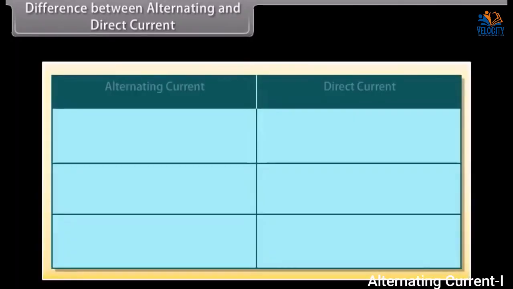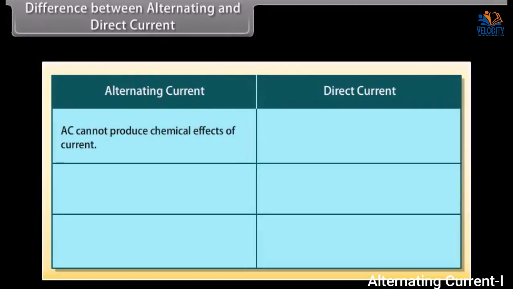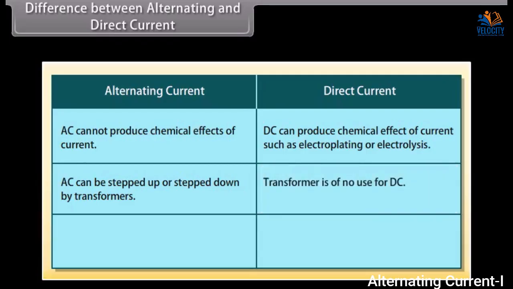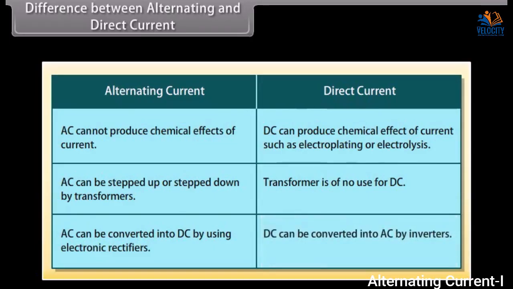Difference between alternating and direct current. AC cannot produce chemical effects of current, but DC can produce chemical effects of current, such as electroplating or electrolysis. AC can be stepped up or stepped down by transformers, but a transformer is of no use for DC. AC can be converted into DC by using electronic rectifiers, whereas DC can be converted into AC by inverters.